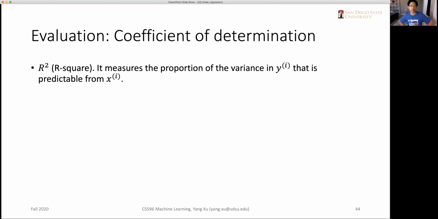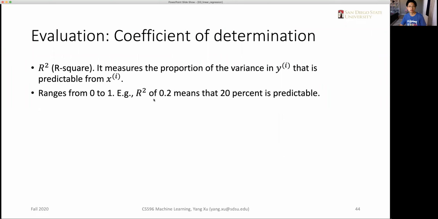So R-square is something we define. It measures the proportion of the variance in Y that is predictable from X. It ranges between 0 and 1. A low number means that less variance is explained by the model, and a higher number means that a bigger part of the variance is explained by the model. For example, R-square equals 0.2 means that 20% of the variance in the training data is predicted by the linear model.